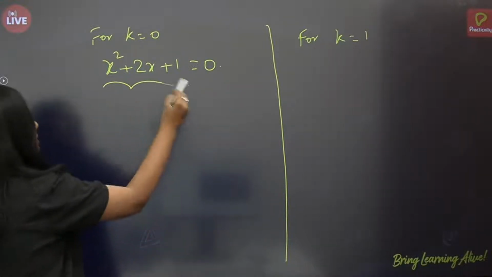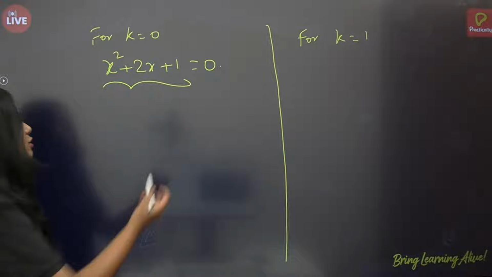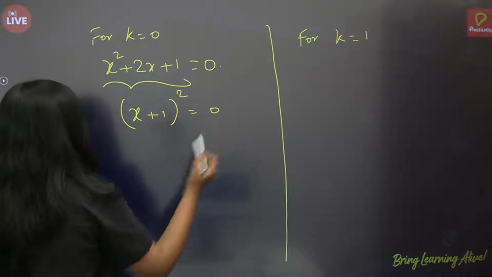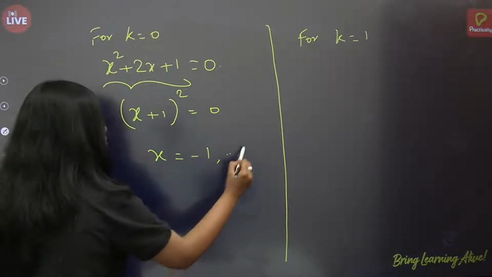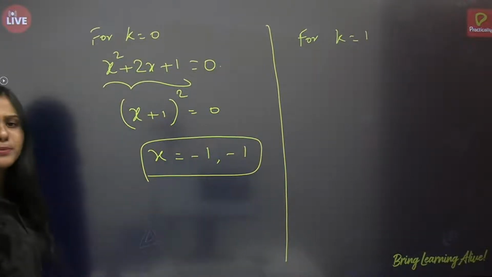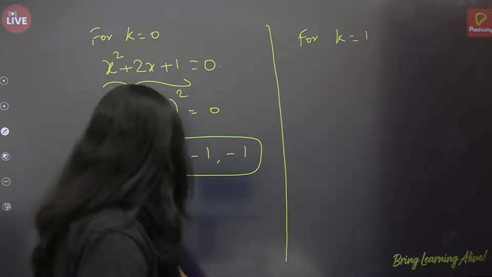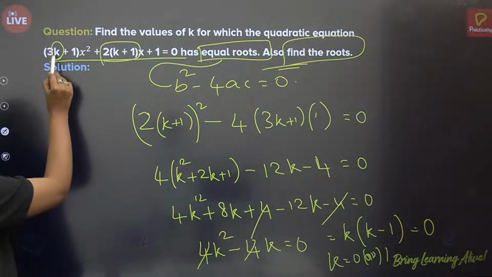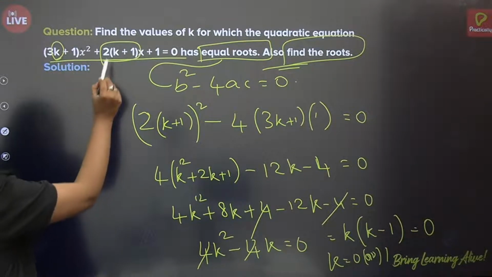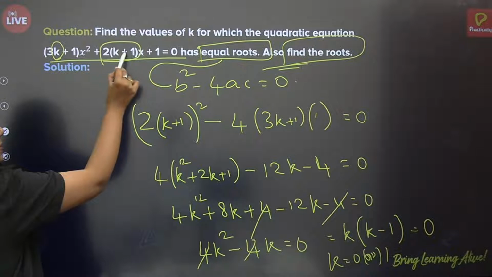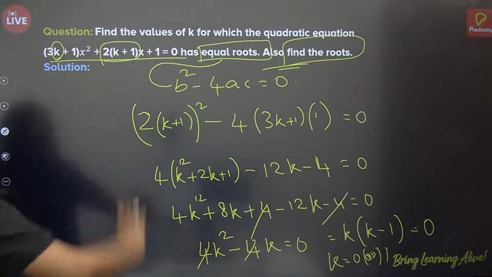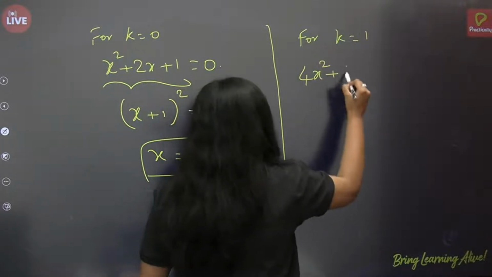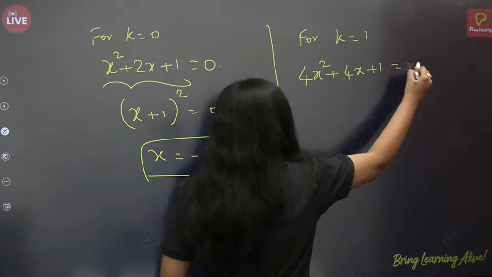So what is this? a square plus 2ab plus b square. So I can write x plus 1 whole square equals to 0. So x equals to minus 1 or minus 1. Right? Simple. Next, for k equals to 1. Now substitute here k equals to 1. 3 times 1, 3. 3 plus 1, 4. 4x square plus 1 plus 1, 2. 2 times 2, 4. 4x plus 1. 4x square plus 4x plus 1 equals to 0.